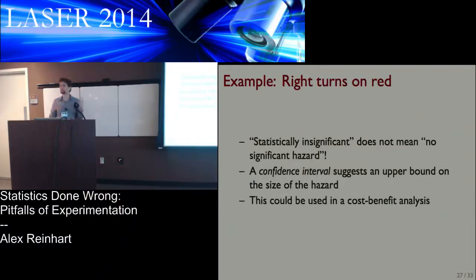So the problem is that statistically insignificant does not mean there's no significant hazard. It means we did not have enough data to prove that there is a significant hazard, but that doesn't mean there is none. If they had taken the confidence interval, put error bars, and said it increases the number of accidents by X% plus or minus something, their error bars would include 0, because there's no statistically significant effect, but they would also include a very large increase in the number of accidents.